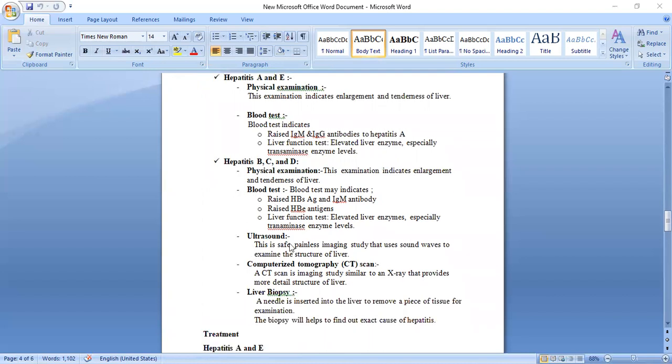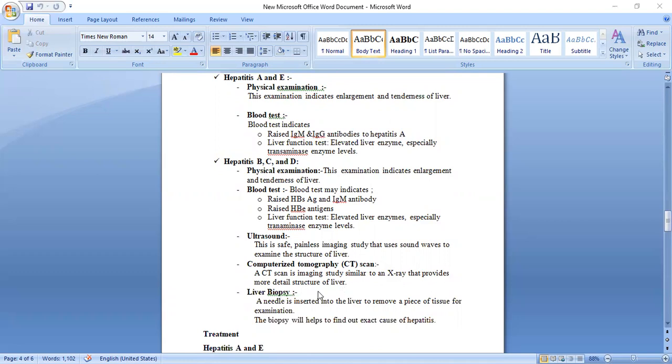Next one is the ultrasound. Ultrasound sonography is a painless imaging study. We will see the images with the help of sound waves to examine the structure of the liver, so that we can understand where the inflammation takes place. And a CT scan is similar to an X-ray, and provides more details of the structures of the liver.